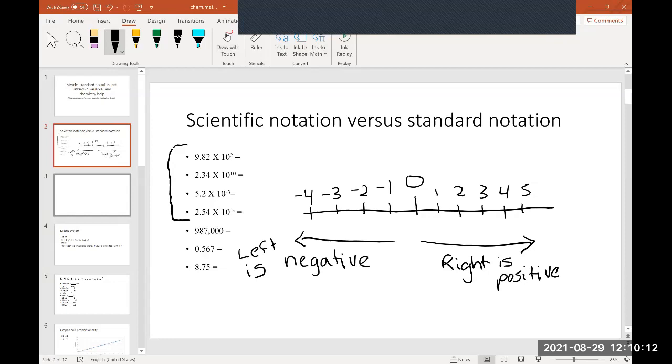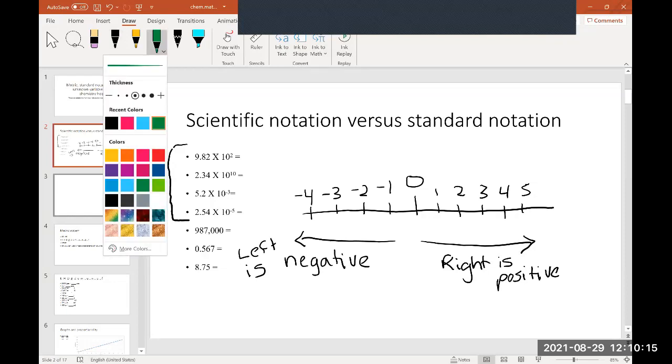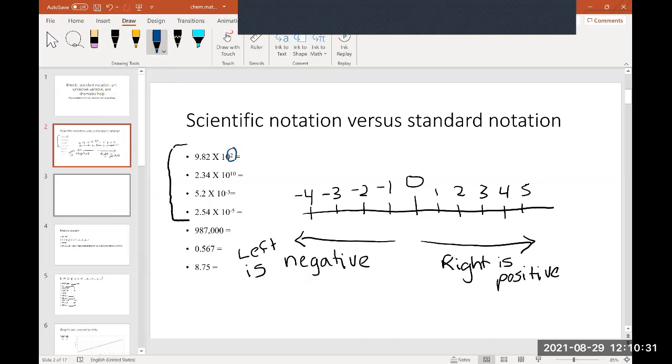All right, so let's work some problems. How about we start with 9.82 times 10 to the 2? The fact that it's times 10 to the 2, let's look at the value 2. That means we must move the decimal place 2 positions. Is that number 2 positive or negative? It is positive. So that means we need to move our decimal place 2 positions to the right.